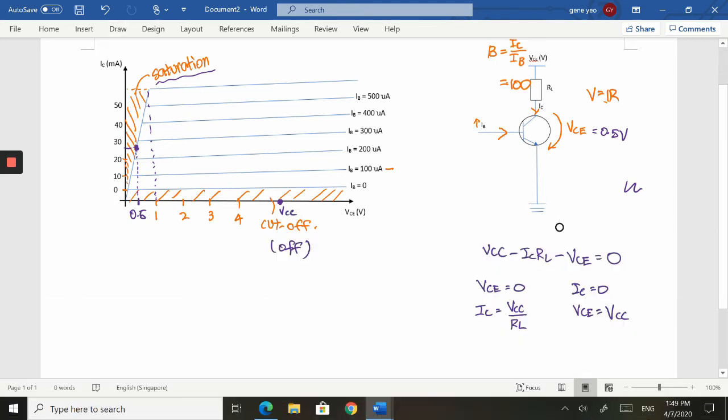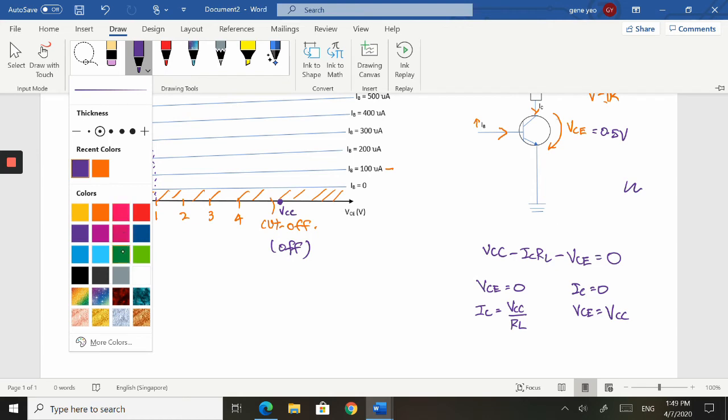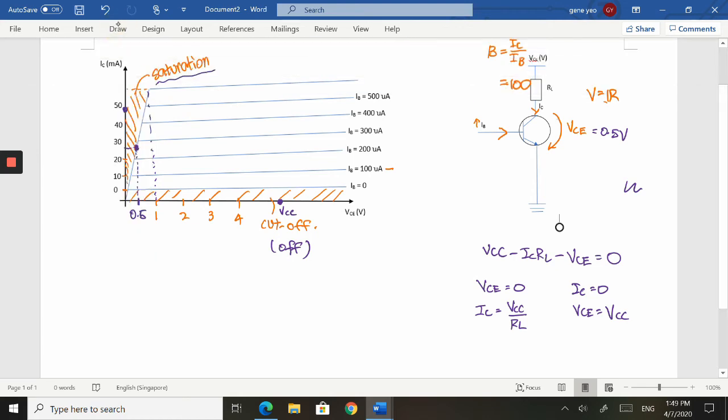And when VCE is 0, depending on the load resistance, I can have another point somewhere maybe here. Yeah. So if I plot a line between my 2 points, this is called your DC load line, based on this point and this point.